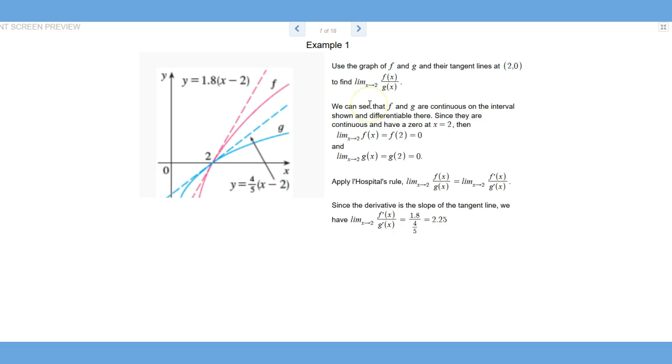Here's an example from the text. Use the graph of f and g and their tangent lines at the point (2, 0) to find this limit.